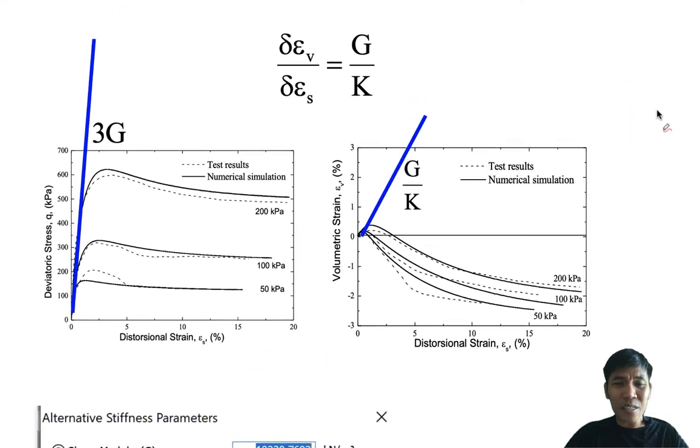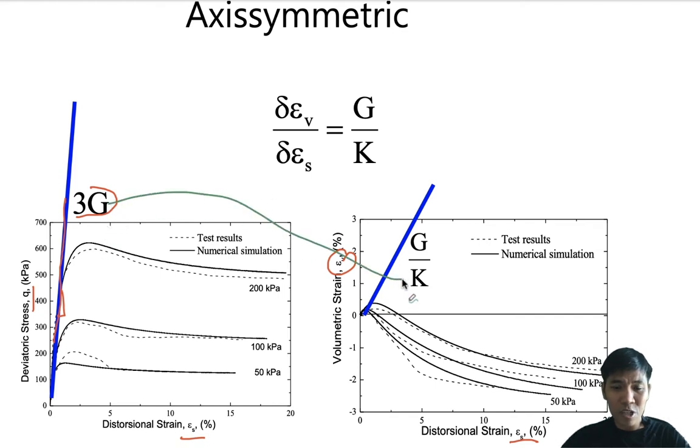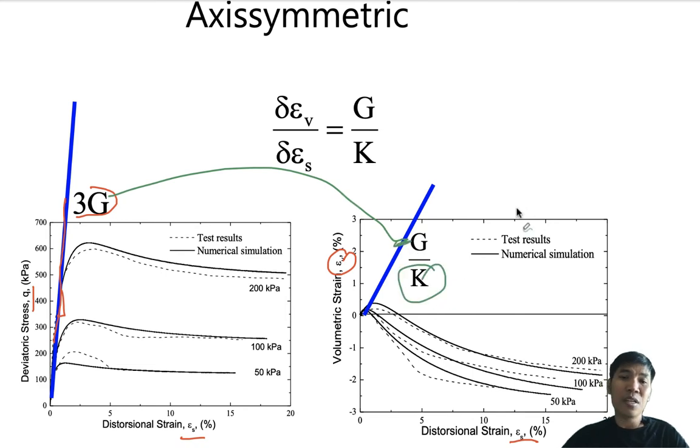For the axisymmetric condition, you can plot between q and epsilon_s. You draw this line. The slope of this line is 3G. And the slope of the line between the volumetric strain and distortion strain is G over K. So if you get the value of G, you substitute this value into this equation, and you can obtain the value of K.